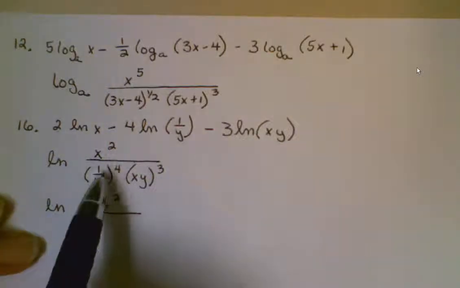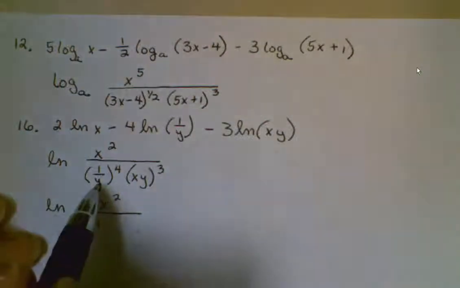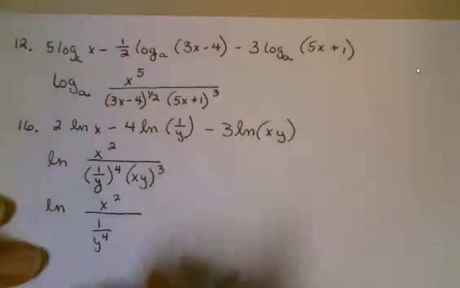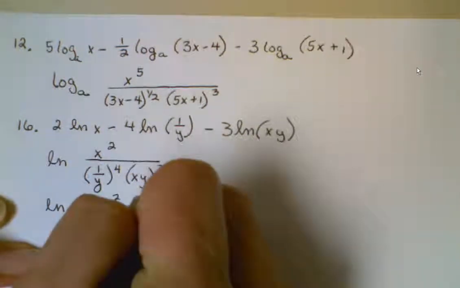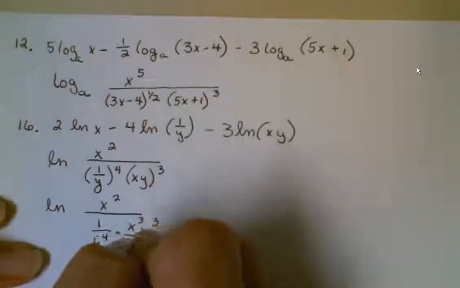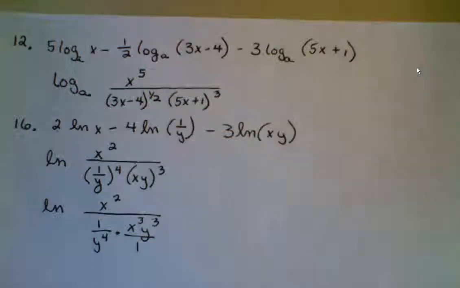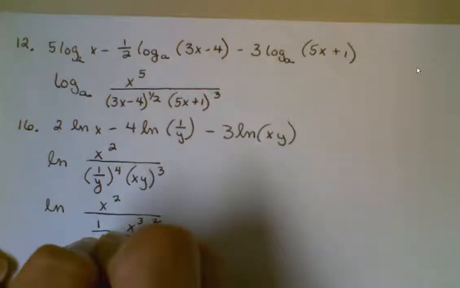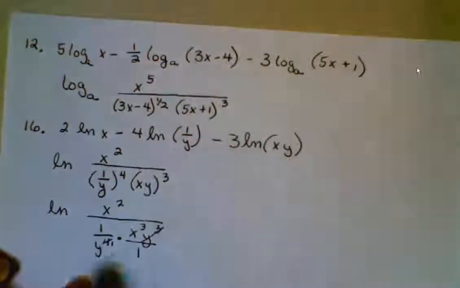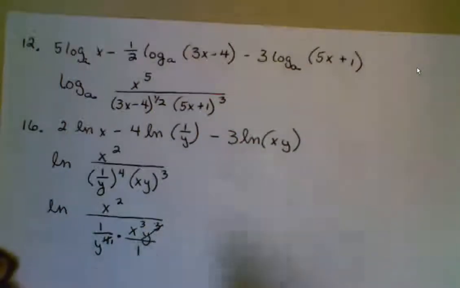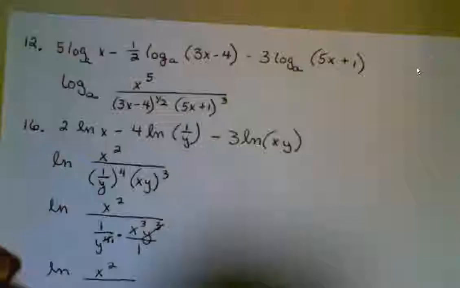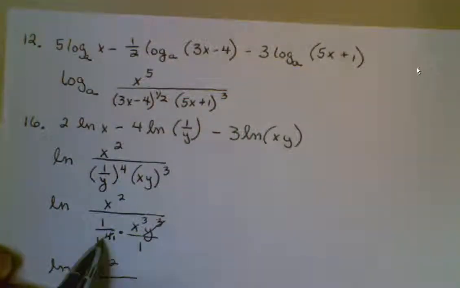Removing parentheses, I can say 1 to the 4th is still 1, and then y to the 4th is y to the 4th. And the second factor, when I remove the parentheses, will become x cubed y cubed. I can put that over 1 if it helps me see better what will cancel. In the denominator, this y cubed divides into that y to the 4th and just leaves y to the 1st here. I think I'm going to take 2 more steps to finish this. I have natural log of x squared over this denominator, which becomes x cubed over y.